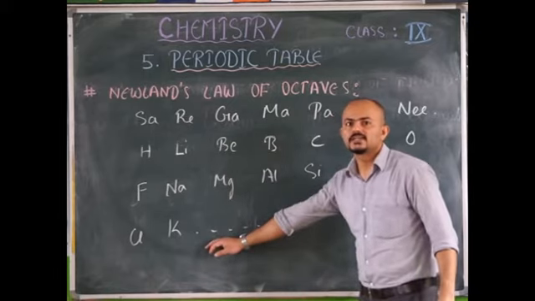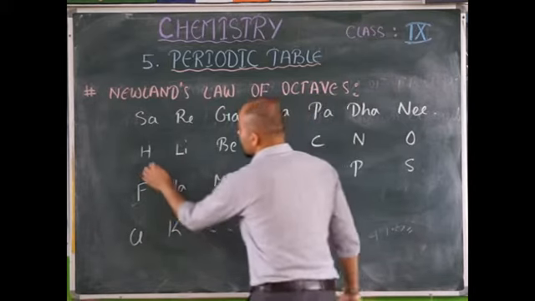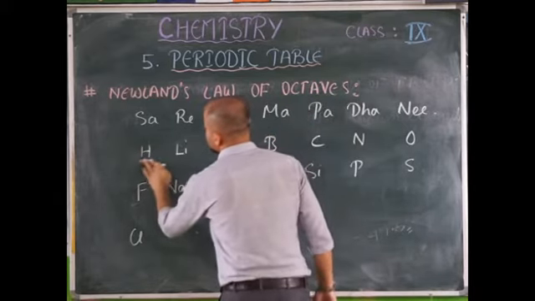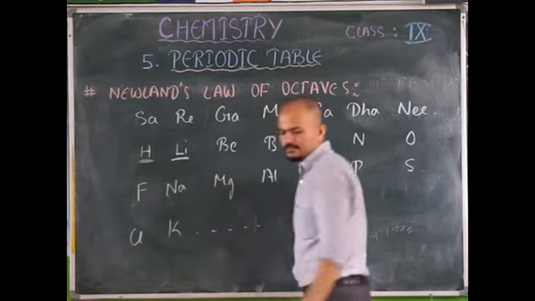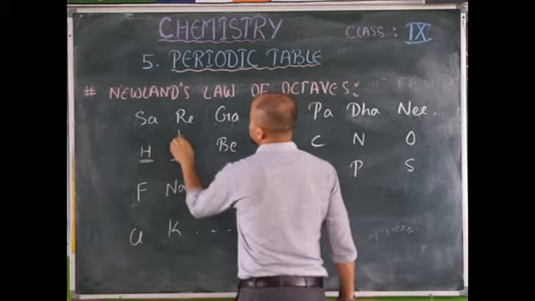In this way the elements were arranged according to their increasing atomic masses. And you can see, let's take hydrogen, let's take this lithium. For example, this lithium we have taken as an example. Now suppose this is the first element.